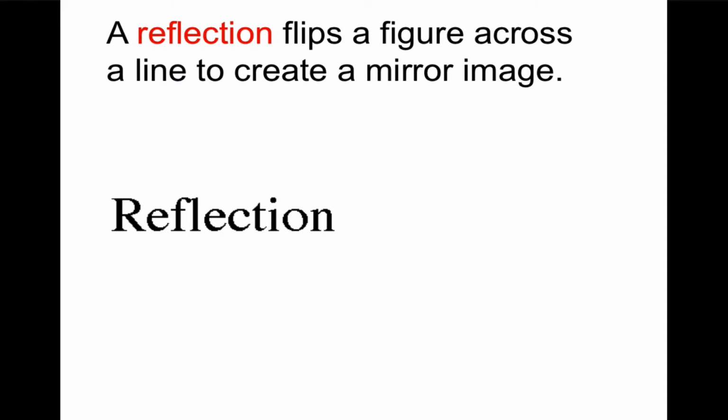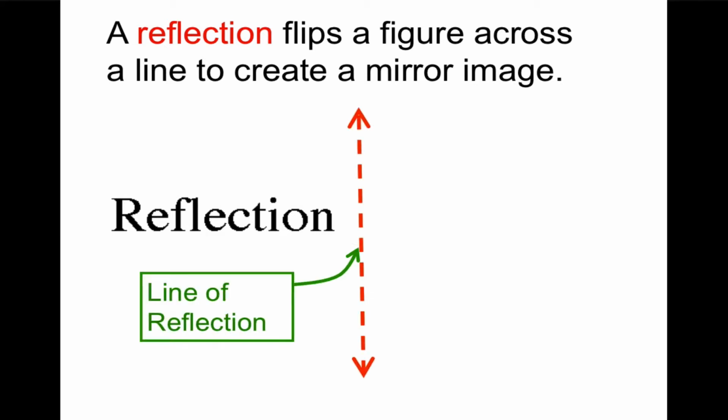The next type of transformation is called a reflection. A reflection flips a figure across a line to create a mirror image, and that line is called the line of reflection. And we always draw it as a dotted line. That line of reflection is not really part of the drawing. That's why it's dotted. We put it there so that we know that that's what the figure flipped over.